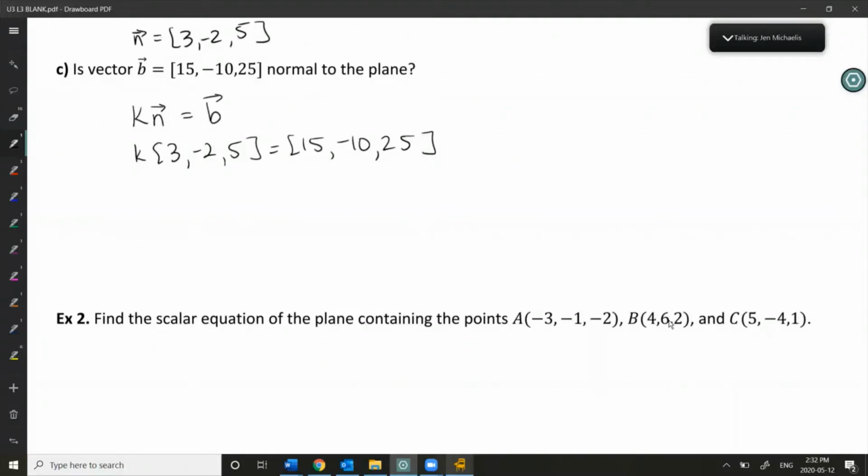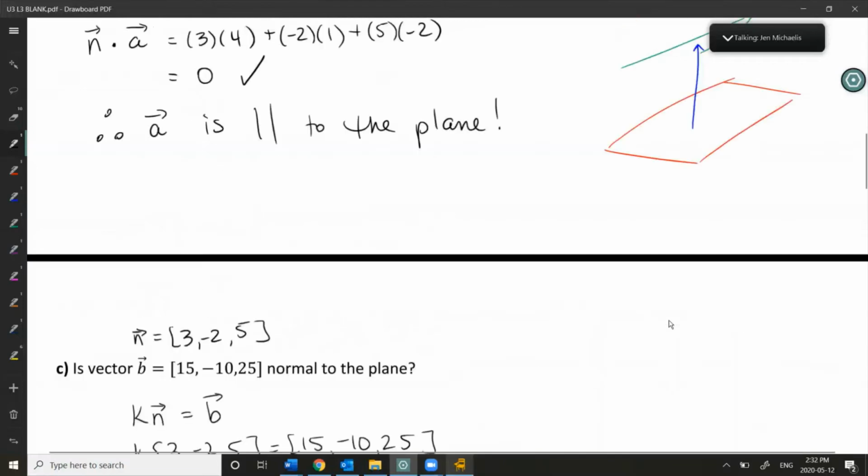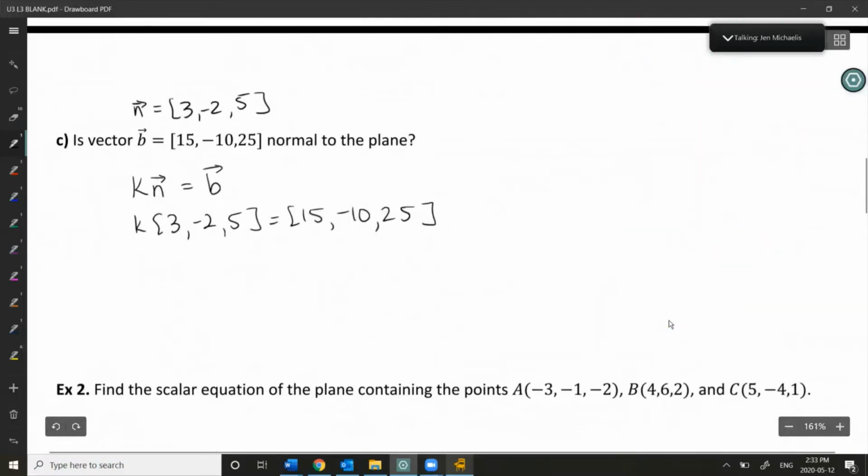If it's not easy, you can set up 3 unique equations and solve for k with each x, y, z component. But I think we can see here that, let me just double check this normal. Oh yeah, okay, we're good.